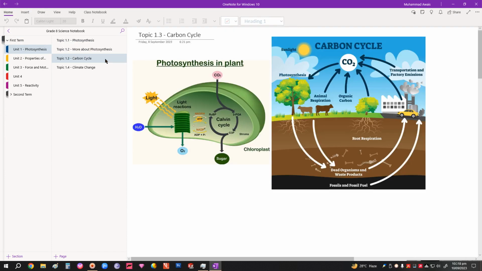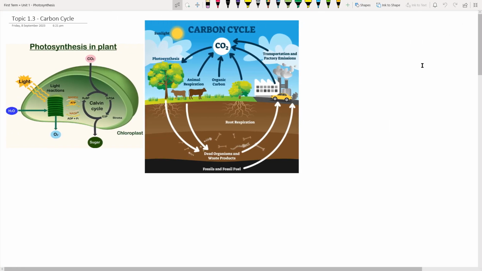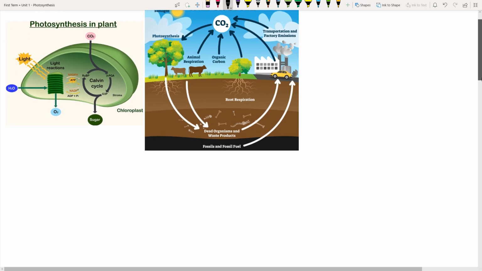Moving on to the carbon cycle, from here we are going to review the microscopic view of photosynthesis as well as the larger carbon cycle process. We know that the carbon in the system works in a way that the CO2 available in the atmosphere is coming through respiration and is consumed by photosynthesis.